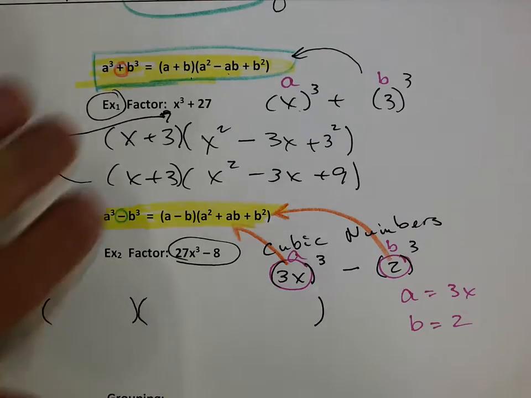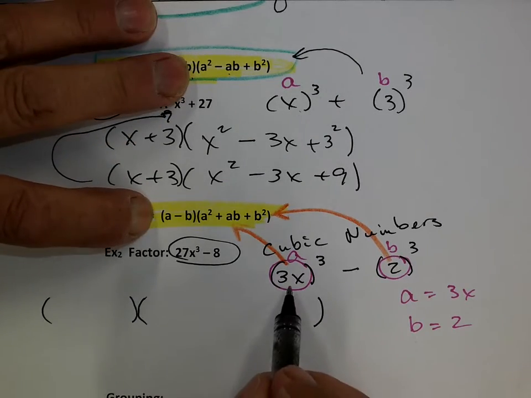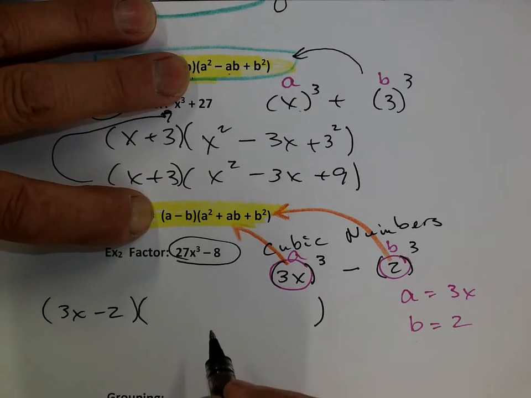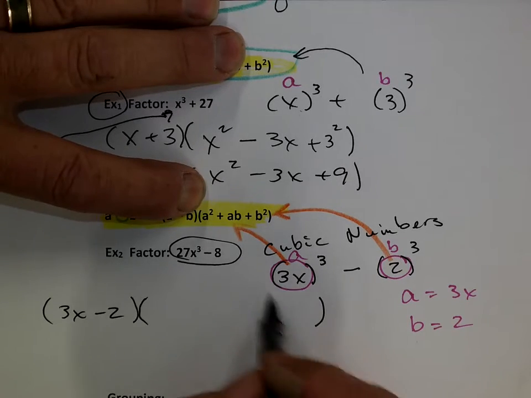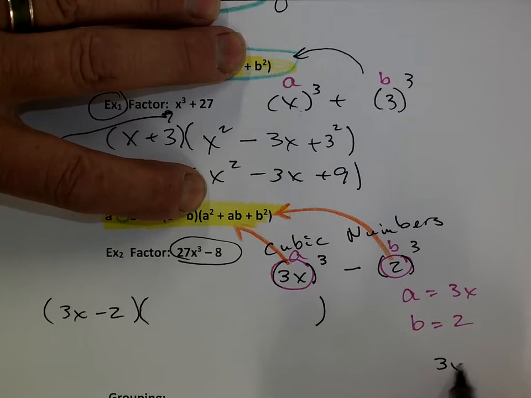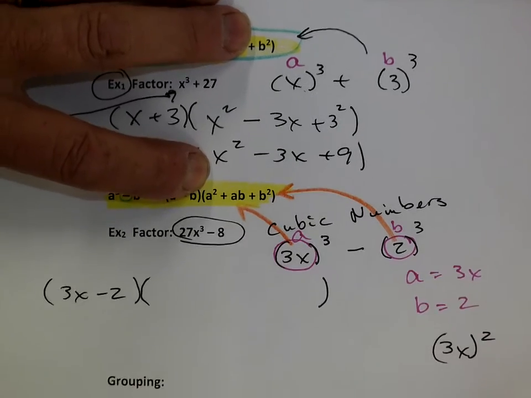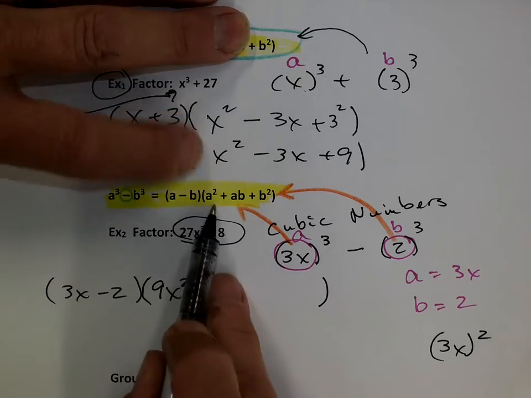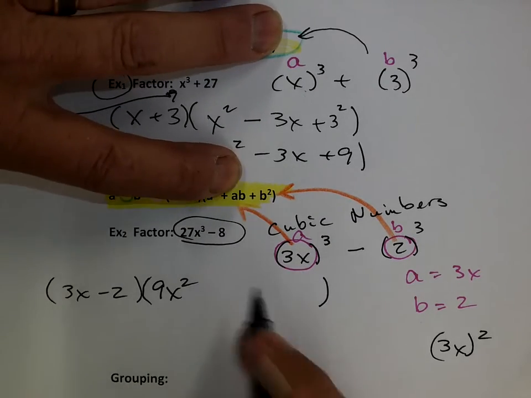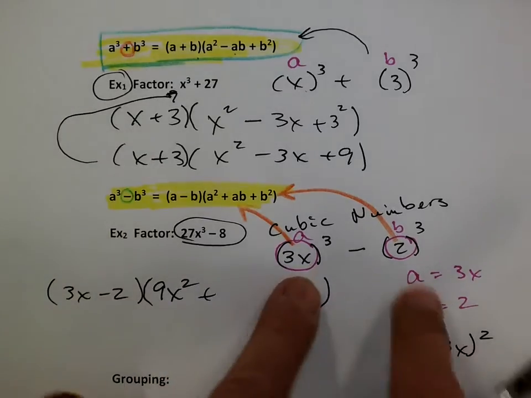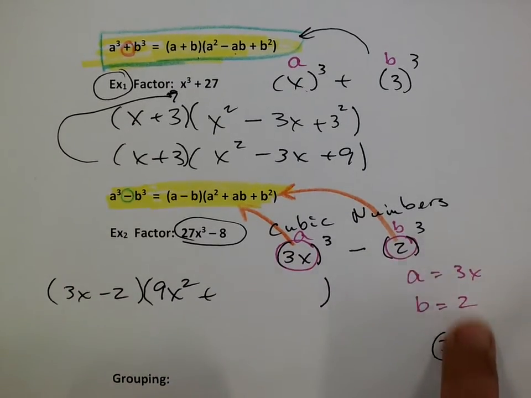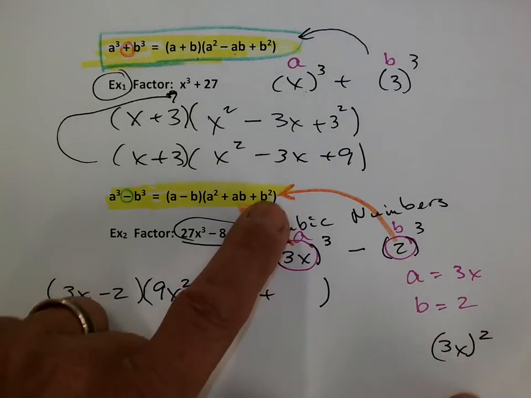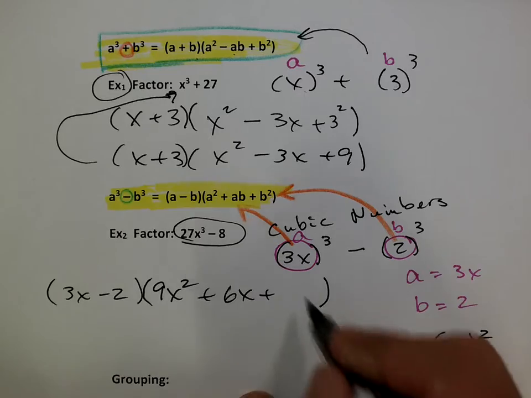All right, so my formula says a minus b. That'd be 3x minus 2, times a squared. So that's going to be 3x squared. What is 3x squared? Well, that's going to be 9x squared. Plus ab. Well, that's 3x times 2, which is 6x, plus b squared, which is 2 squared, which is 4.